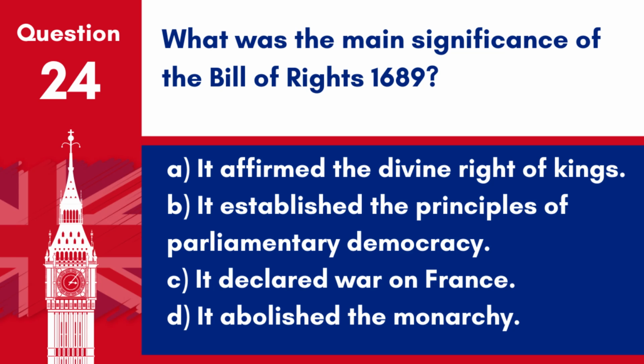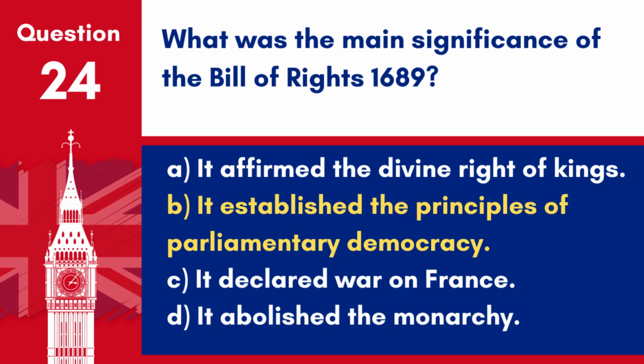A. It affirmed the divine right of kings. B. It established the principles of parliamentary democracy. C. It declared war on France. D. It abolished the monarchy. Answer: B. It established the principles of parliamentary democracy.